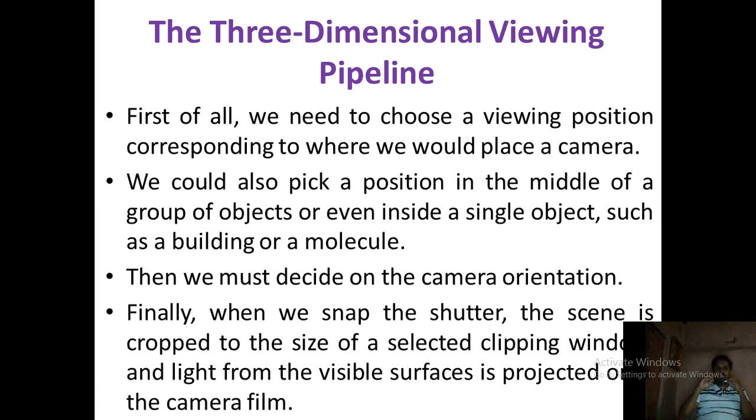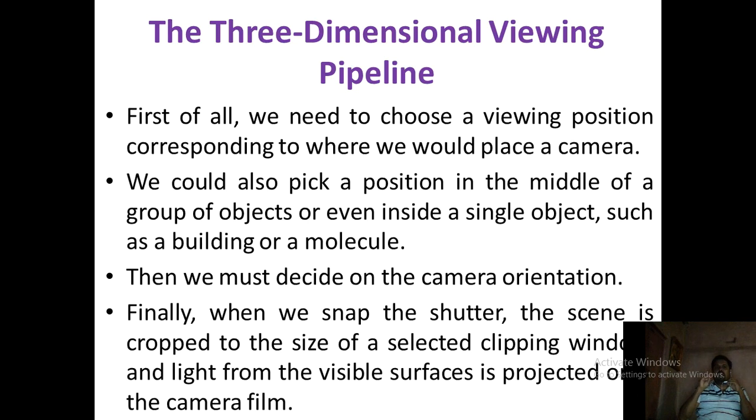First of all, we need to choose a viewing position corresponding to where we would place a camera. What is the first method? Normally in real life, whenever you are taking a picture with a real camera, what will you do? First you will place the camera at a particular position. For example, if you want to take a picture from the front side, you will keep your camera in front of that object. If you want to take a picture from the side, then you will go and keep it at the side, right? That is the first step we have to do.